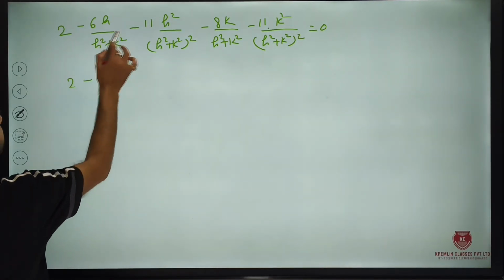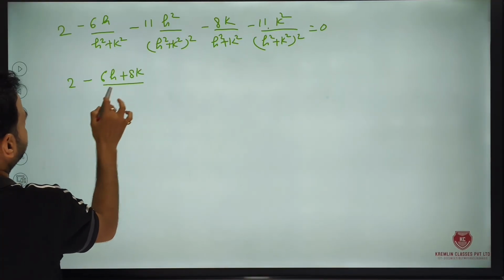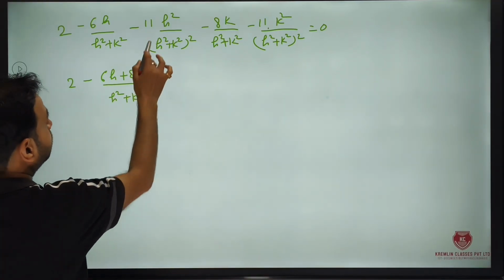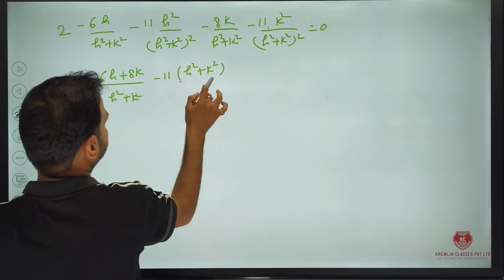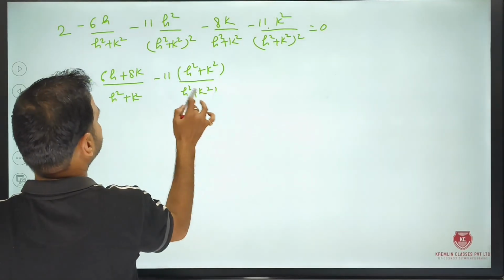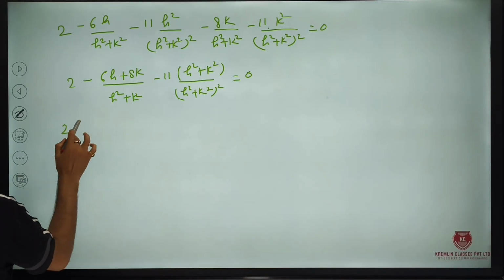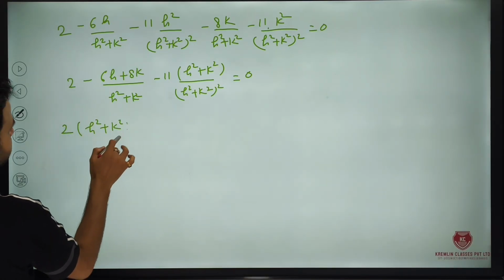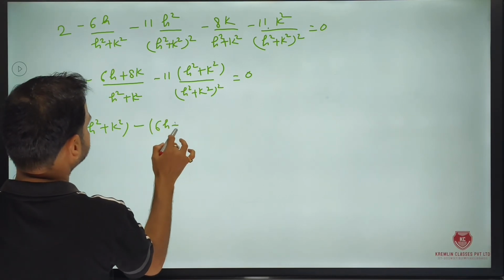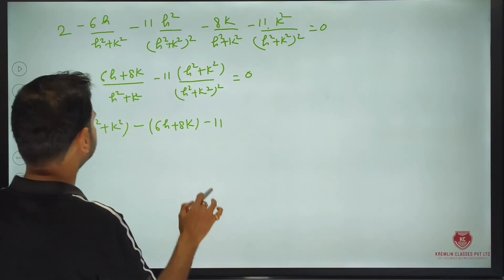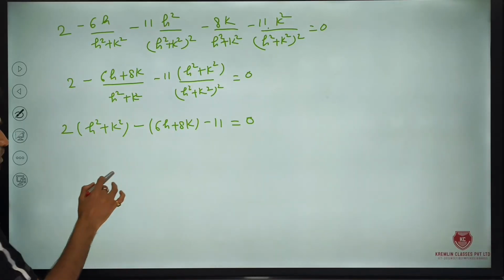So 2 minus 6h plus 8k upon h square plus k square, minus 11 h square plus k square upon h square plus k square whole square equals 0. So dividing by this we will get 2h square plus k square minus 6h plus 8k minus 11, this got cancelled. Okay, so this is the locus.